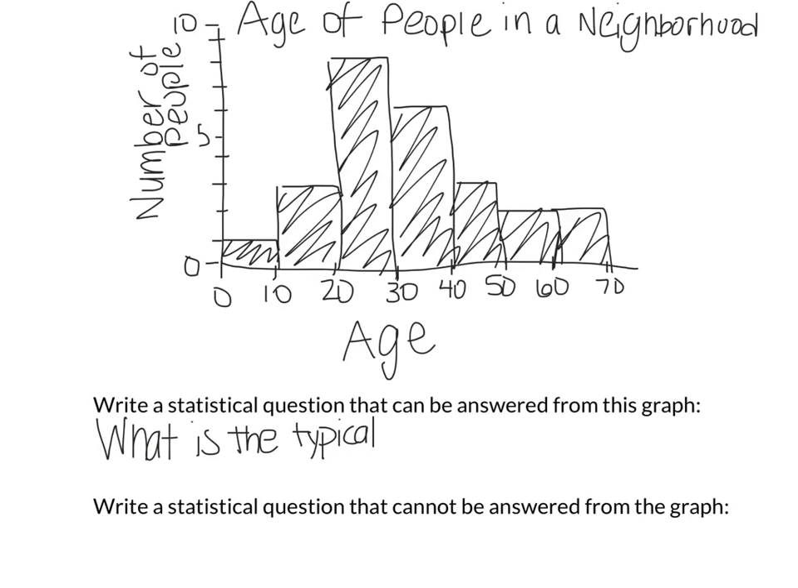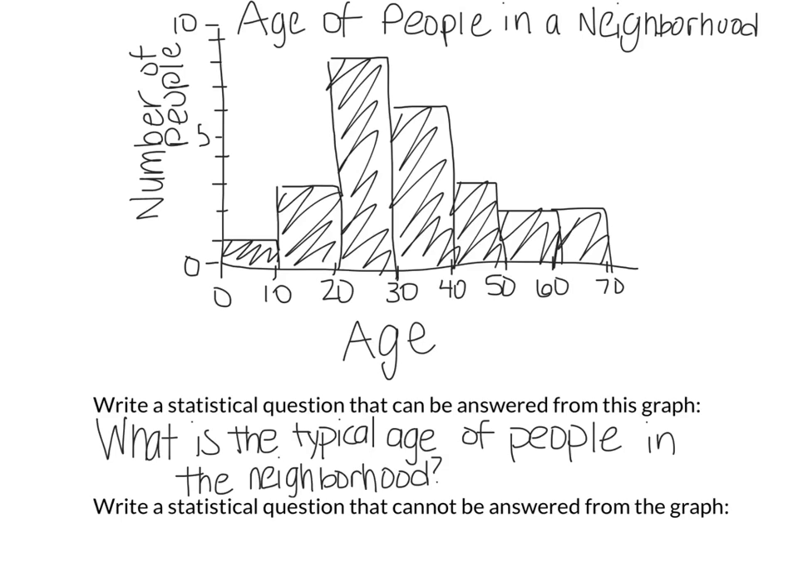So what is the typical? And then I think about, what is this graph talking about in general? What am I measuring in this graph? Well, I'm measuring the age of people in the neighborhood. So what is the typical age of people in the neighborhood? So just like this. And this is a question that can be answered. These are all the different ages that you would find here, how many people are in each age group. So I can figure out typically how old people are in this neighborhood.